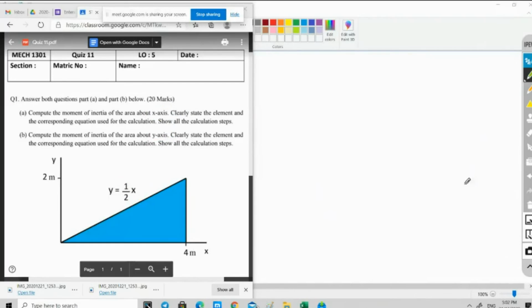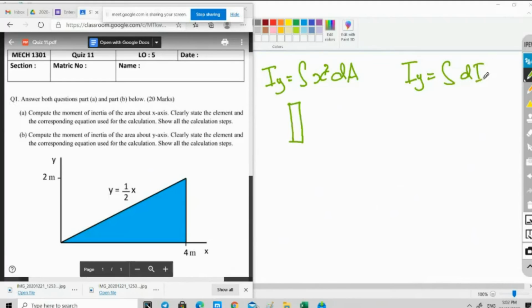Okay. So next we go to Iy. Of course, for Iy, it is integration of x square dA. This is for a vertical element. If you want to use a horizontal element, Iy equals integration of dIy. This is for a horizontal element.